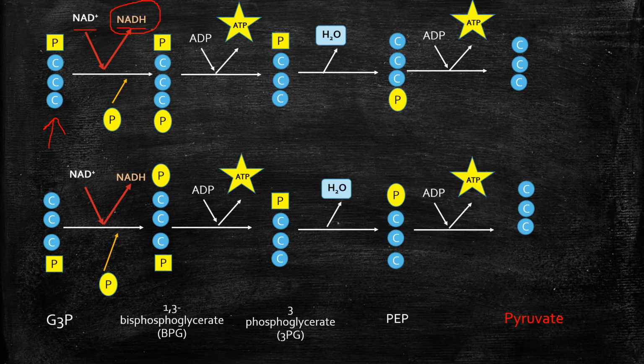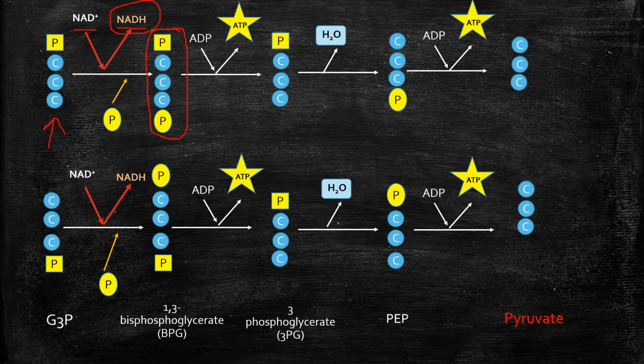In this same step, we have an inorganic phosphate group that is going to be added to our molecule. And so that is going to give us 1,3-bisphosphoglycerate, which we also call BPG. Okay, so that's this right here. Keeping in mind, each one of these steps takes at least one enzyme.